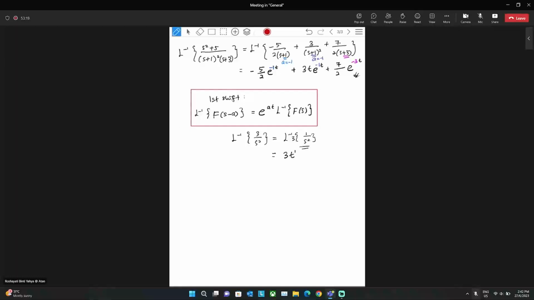Any question? Okay, we move to the next example. And then after that we go to exercises 4.24.